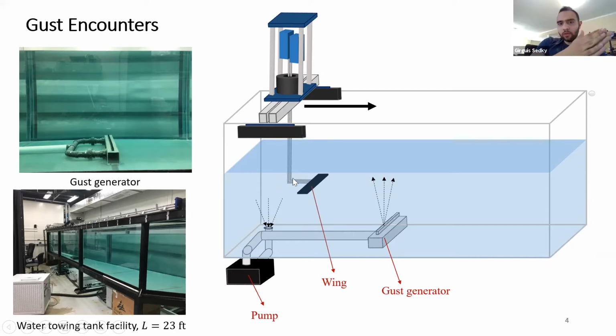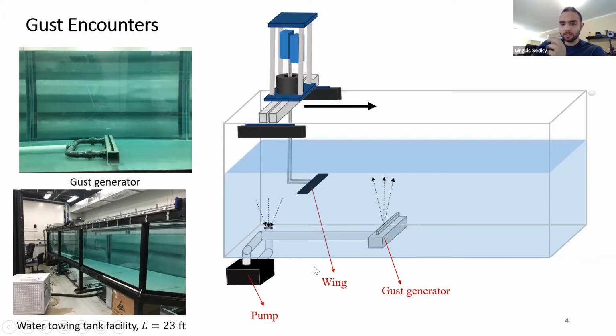So we use that method to simulate the motion. The way with which we simulate a gust is basically by generating a water jet in the center of the tunnel. We have this water pump over here that takes in water from one side and blows it up vertically upward in the center of the water tank.